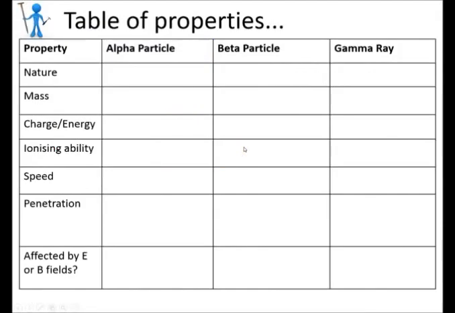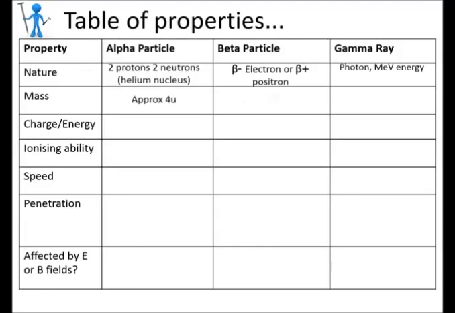So in summary, we've got some basic properties which you need to know. We've talked about some of them in this short video. What are alpha particles? We know this: 2 protons, 2 neutrons, a helium nucleus. What's a beta particle? It can either be an electron or a positron, depending whether it's beta negative or beta plus. Gamma radiation is photons, electromagnetic radiation, in the mega electron volts energy band. Mass: alpha approximately 4 u, beta not very much, about 0.00055 u, and gamma ray, obviously photons, no mass.